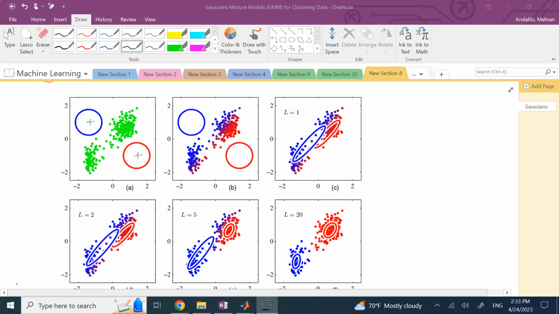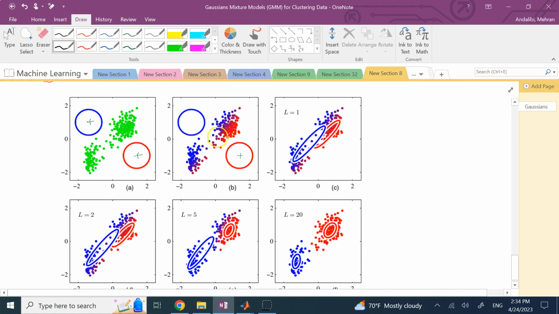So what is it that you are seeing in B? You're looking at the gamma terms here, okay? Some of the data are better explained by this distribution on the top left. Some of the data are better explained by the one on the bottom right, and some of them in the middle can be equally explained by both.